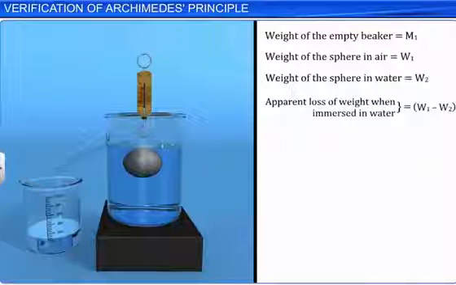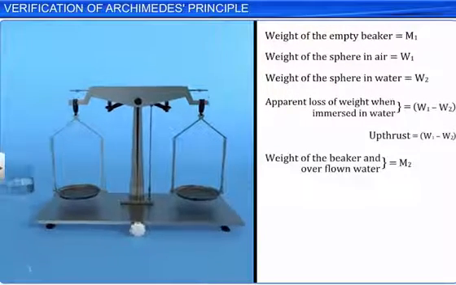The apparent loss in the weight of the sphere immersed in water is due to the upthrust acting on it when immersed in water. Therefore, the upthrust acting on the sphere when immersed in water is equal to the apparent loss of its weight. This is equal to W1 minus W2.